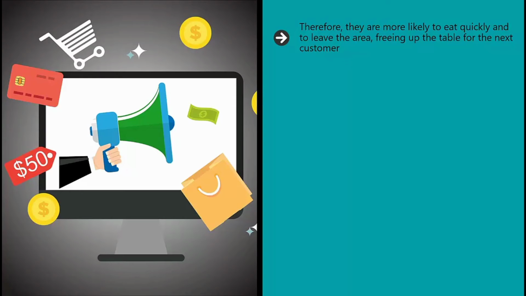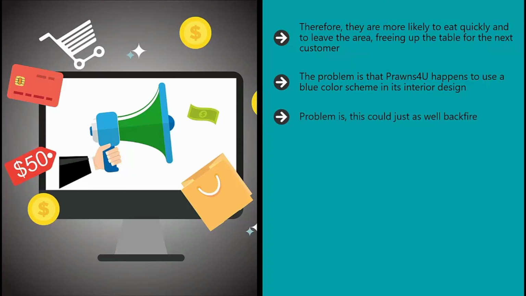This is just a random example, but it also happens to be true. The problem is that Prawns For You happens to use a blue color scheme in its interior design. What if you could increase your daily profits in all stores by coloring the store red? Problem is, this could just as well backfire. What if you hurt your brand recognition and thereby reduce your sales drastically? What if the lack of nautical color theme means that people feel less fishy?